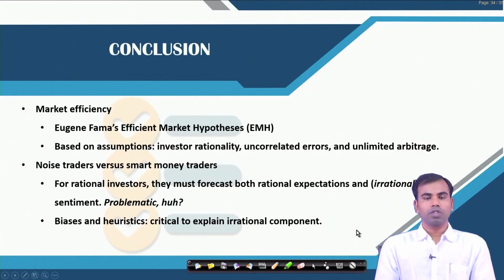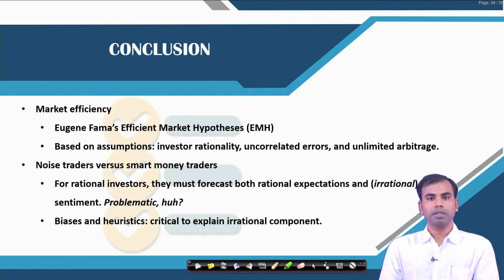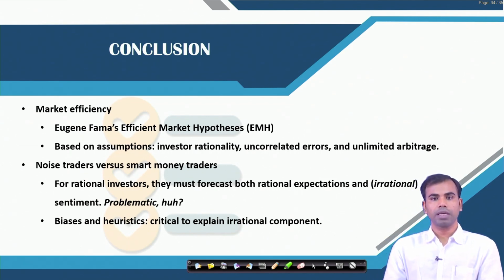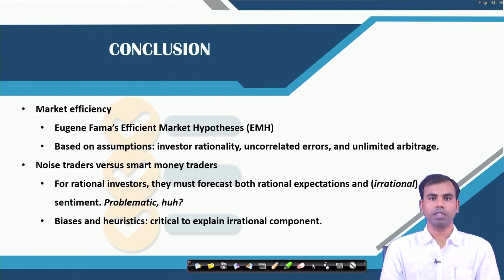If we have understood this model given by Shiller, which explains that the price of a financial asset can be determined by forecasting the fundamental value of the financial asset as well as the value deviations due to the noise traders' expectation in terms of their sentiment or behavioral biases, then only can we arrive at the right valuation of a financial security.